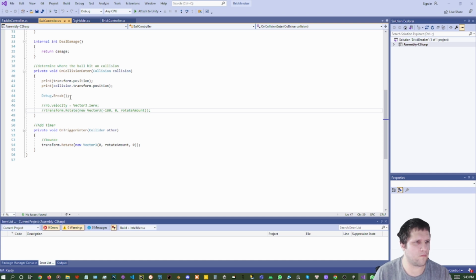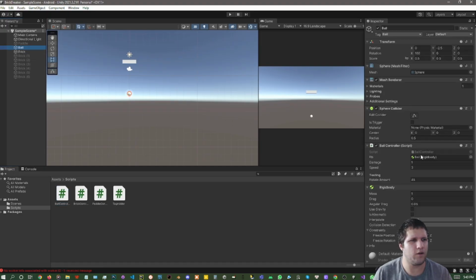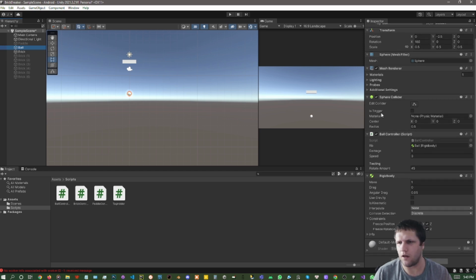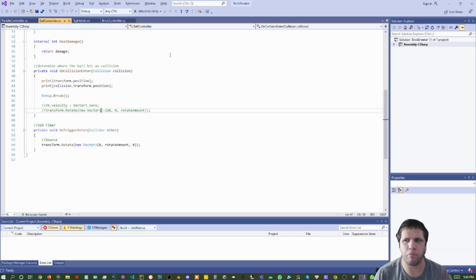Okay, so now we are at the on-collision intake. One of the things that I was thinking of is we would get the collider size. Yep. So let's do this. We'll keep our debug break.